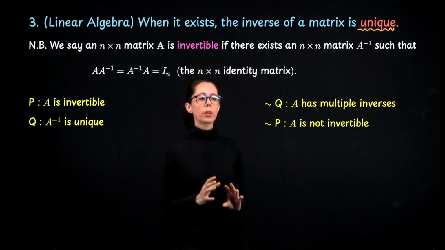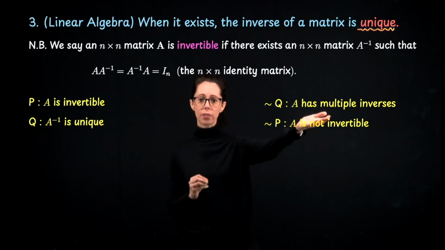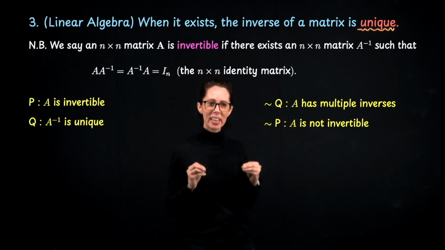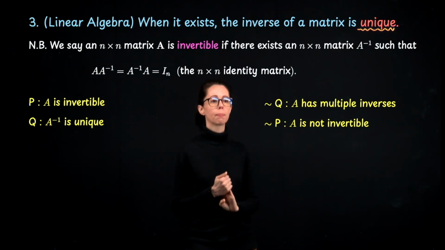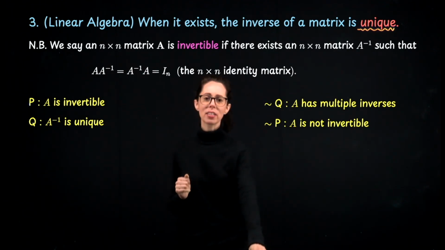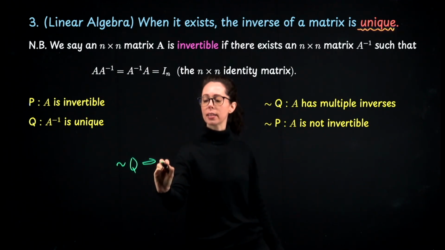What we really want to focus on for this proof of uniqueness is a situation where you have multiple inverses. That's what we want to rule out. So if there are multiple inverses, we'd like to say that that is going to lead to a contradiction. So if A has multiple inverses, then A is not invertible. It's a very strange sounding implication, but it's actually true. So this not Q implies not P.